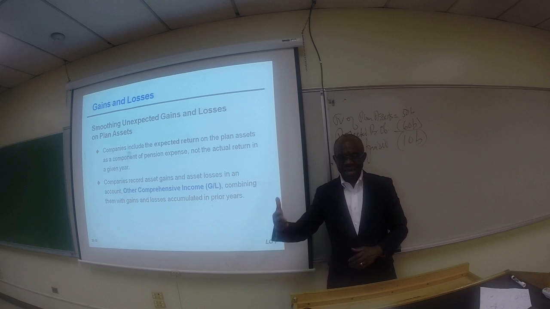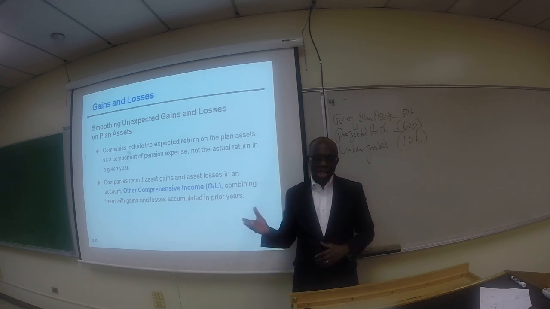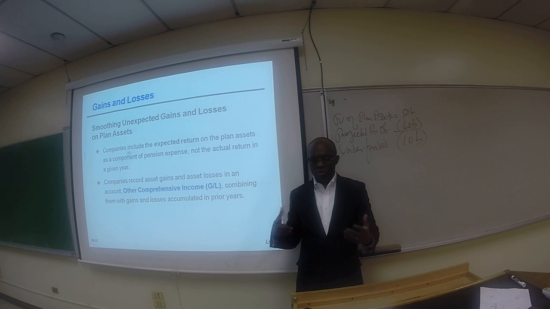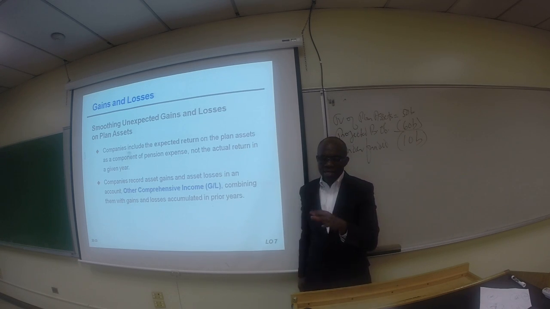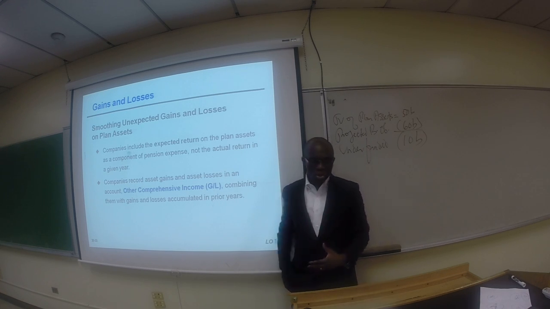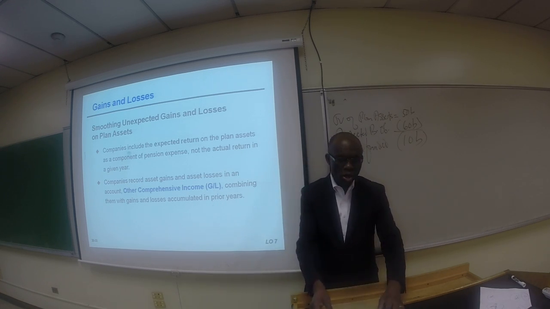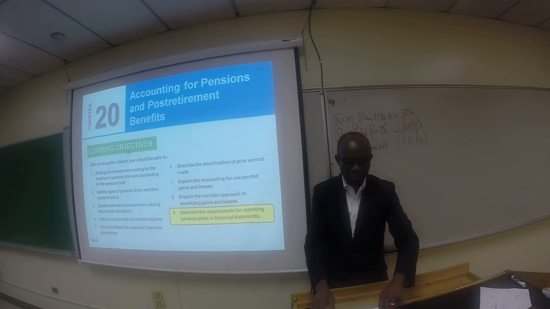The smoothing of unexpected gains and losses on plan assets. So companies will include the expected return on plan assets as a component of pension expense, not the actual return in a given year. Companies will record the asset gains and asset losses in an account called other comprehensive income, combining them with gains and losses accumulated in prior years. So these are the two approaches of smoothing unexpected gains and losses on plan assets.